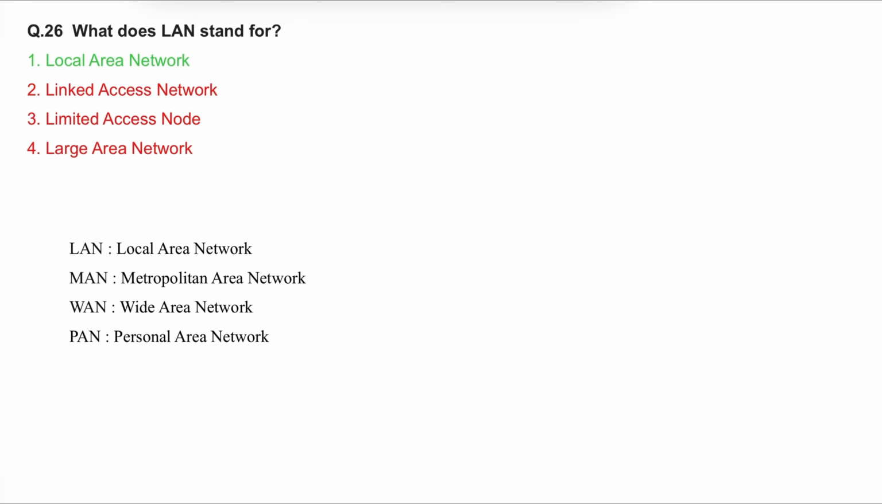Question number 26. LAN stands for Local Area Network. MAN stands for Metropolitan Area Network. WAN stands for Wide Area Network. And PAN stands for Personal Area Network.